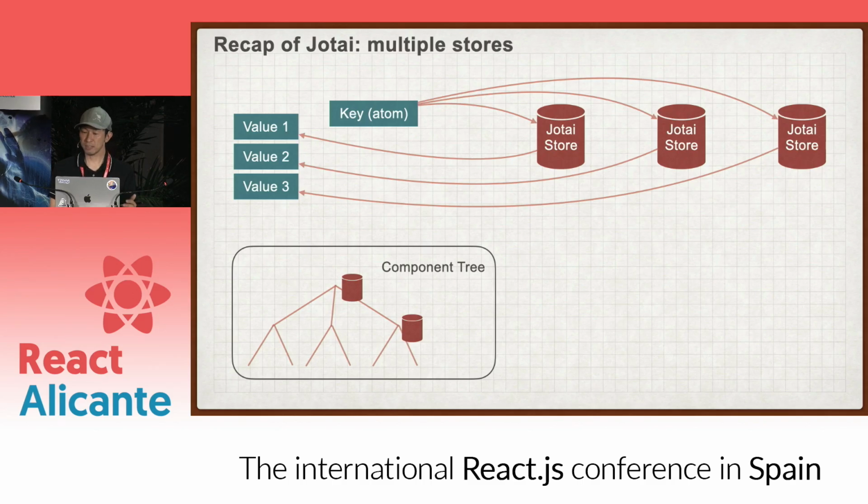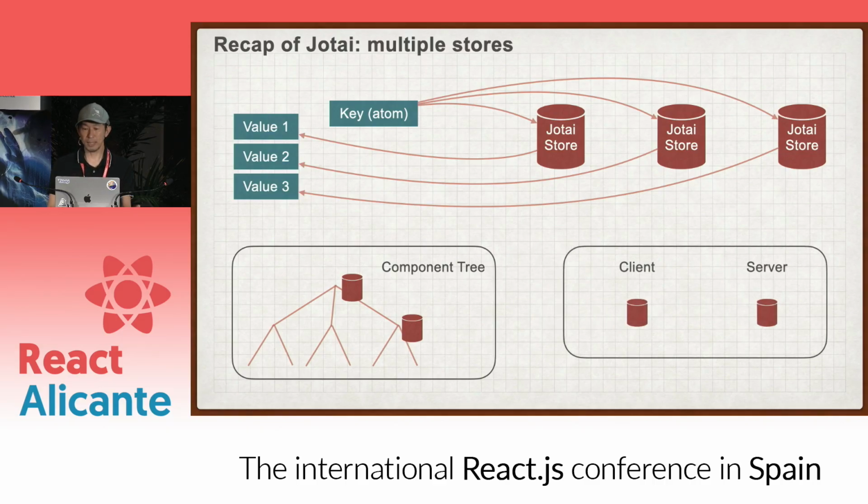Jotai uses this capability with React context. We can scope a Jotai store to a specific part of the component tree. To me, this implies that it's possible to have a Jotai store on the server. It may sound confusing at first, but my point is that if we have a jotai store on the server, we can reuse the same atom definition on the server.